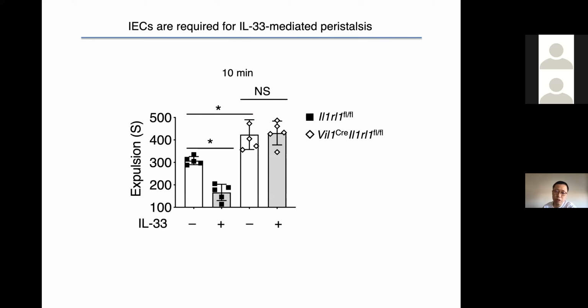And in this case, you can even more clearly see my point. If you delete ST2 on the intestinal epithelial cells, you can see in the very left two columns that in the wild type animal, when you apply IL-33, you get increased gut motility. But if you do the same experiment on the conditional knockout, where you abolish ST2 on the epithelial cells, whatever you do, IL-33 does not do anything in these mice. So this indicates that epithelial cells really are the main cell type for this whole action.